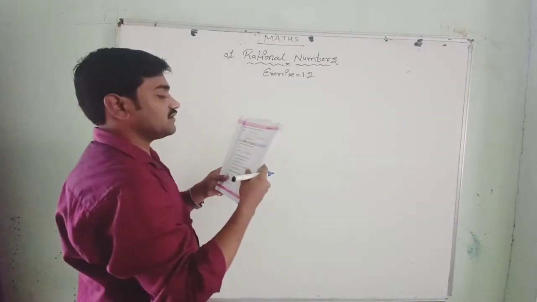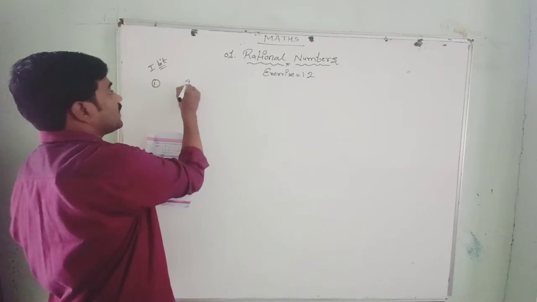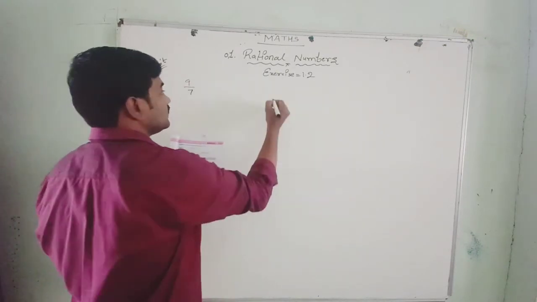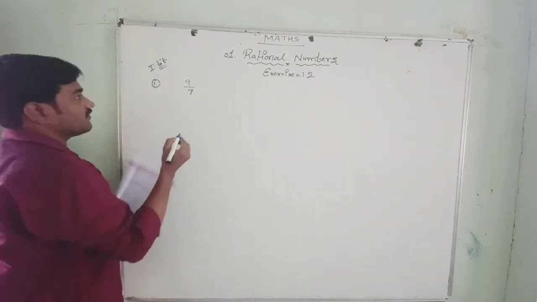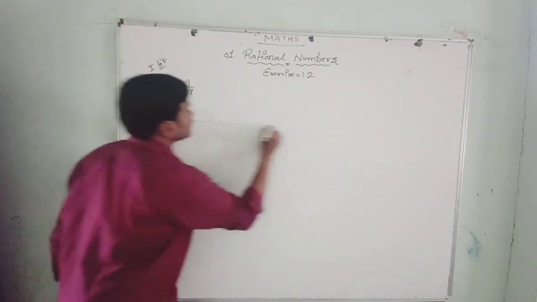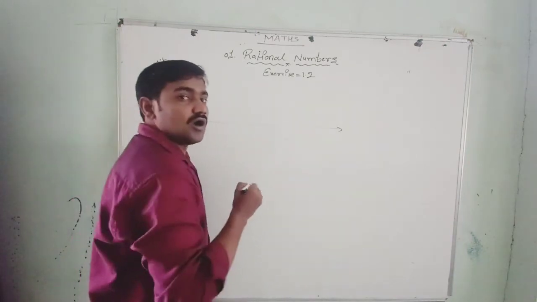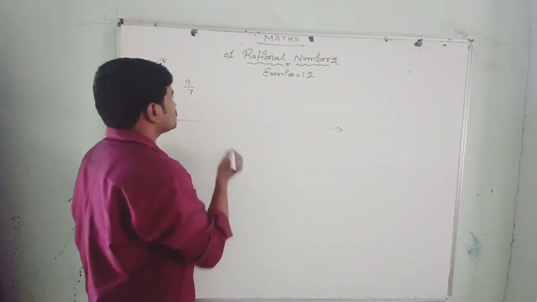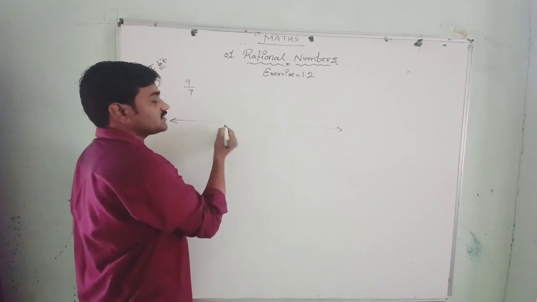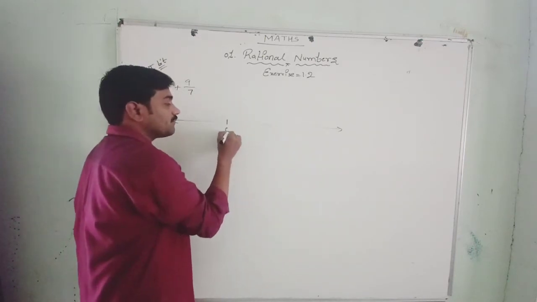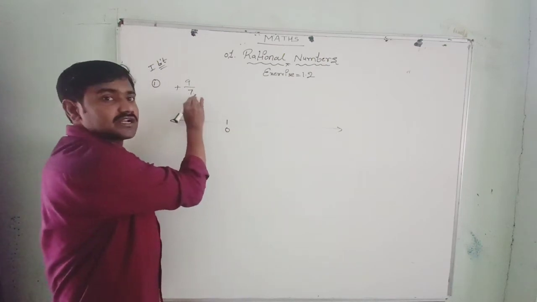Represent 9/7 on the number line, and the second one is -7/5. So let us represent 9/7. How can we represent these rational numbers? As we know how to represent integers, how do we represent a rational number? See, it is a positive rational number, plus 9/7. So you take 0. What is the denominator? You concentrate on the denominator.